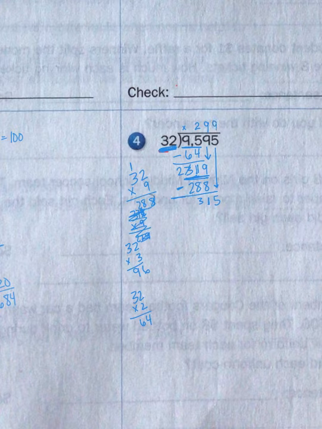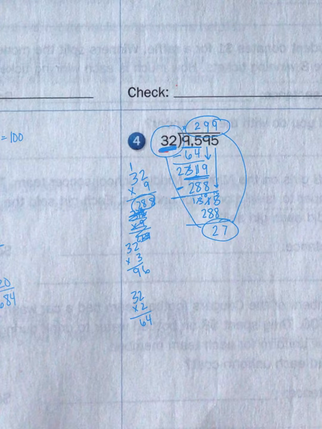9 times 32 I already did over here is 288. I have to do some borrowing here. 15 take away 8 is 7. I have to do some more borrowing. 10 take away 8 is 2. And I get 299 and 27 out of 32.